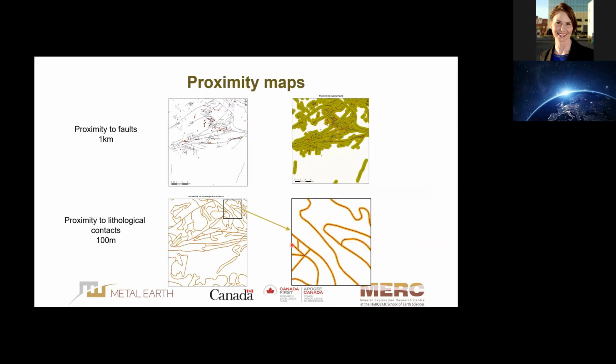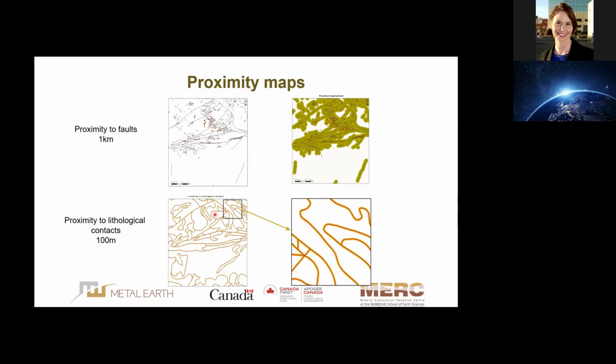So here's just an example of proximity to faults. What Paran's plotted here is the VMS deposits in relation to our faults. And here's a buffer of 1 kilometer around our faults. Now that 1 kilometer is up for discussion. I was just talking to Jordi today, and she mentioned that she could see signs of alteration up towards 500 meters. So maybe that buffer should, instead of 1 kilometer, be 500 meters.